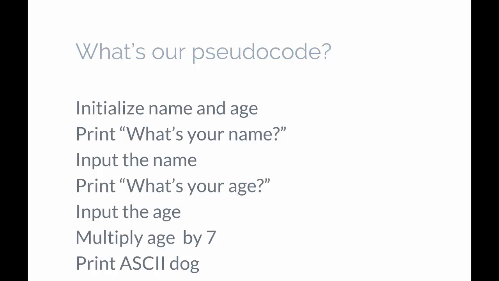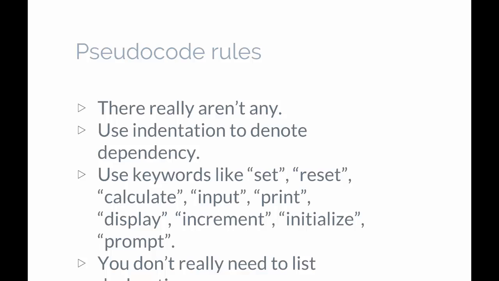There aren't any rules, but there are a couple suggestions. This first one is when we have dependency, we'll indent it. So let's say if the dog years was over 500, then we'll indent print, you're really old, for example. And we'll indent that to denote that it's executed conditionally. We should use keywords that are close to sounding like our programming language, like calculate, input, print, increment, initialize. The things that we say when we talk about programming, that's what we should use here. But that's really it.